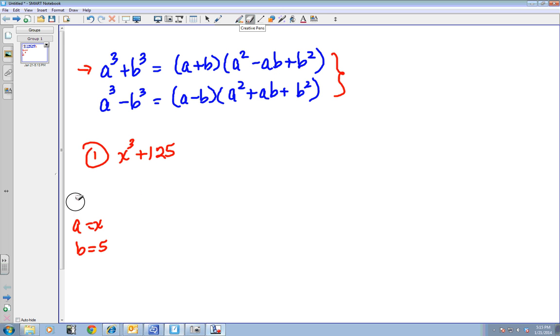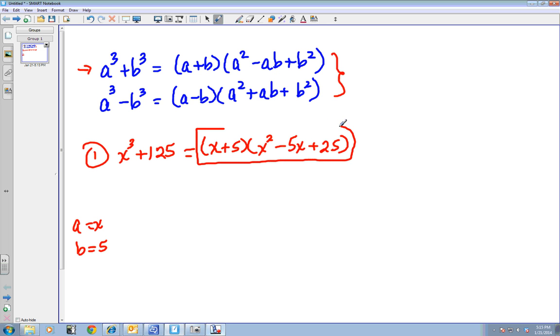So let me get rid of this part. Let's do that. The first thing is going to be A plus B, well, that means x plus 5. Then it says take my A and square it. Well, my A was x, so it's going to be x squared minus A times B. Well, A times B would be 5x, plus my B squared. 5 squared is 25. And that's my answer. That's how you factor the sum of cubes.